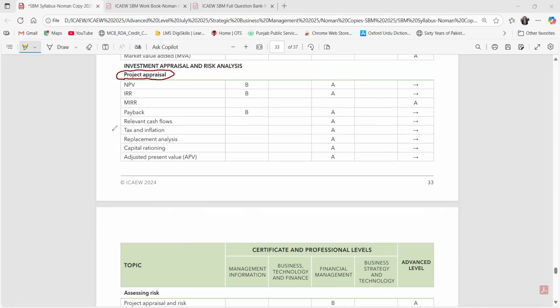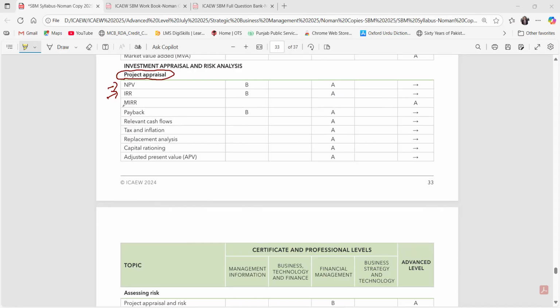Starting with NPV, that is net present value. This technique will give you the idea of how much wealth would be added to your business if you undertake this opportunity, this project. How much wealth would be added to the shareholders' wealth? Second, we have IRR, that is internal rate of return. This technique will give you an idea of how much return you can expect from a particular project.